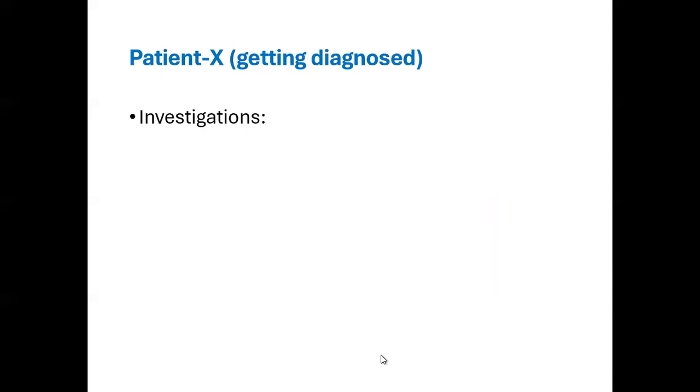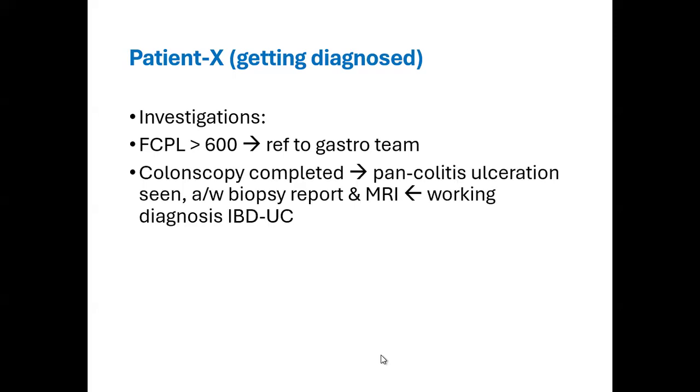So our patient X, now they're thinking, oh, they might have something a bit more than traveler's diarrhea. These symptoms have been going on for quite some time. They're really struggling. Let's get some investigations done. The first thing that GPs are requested to do is a fecal calprotectin. And in this instance, I've said that they do have a high level of inflammation. On that, they would be referred to their local gastro team, of which I'm part.